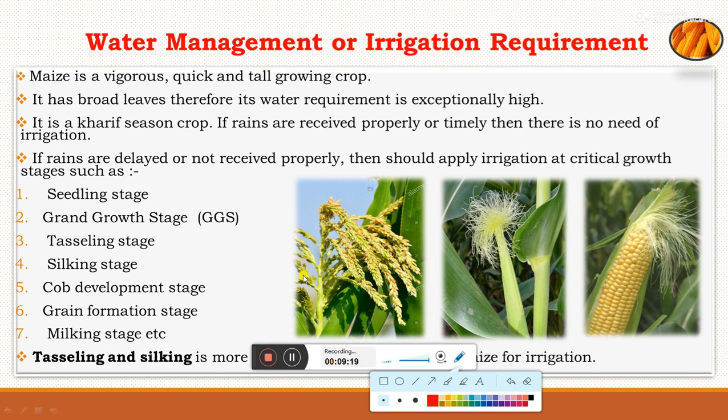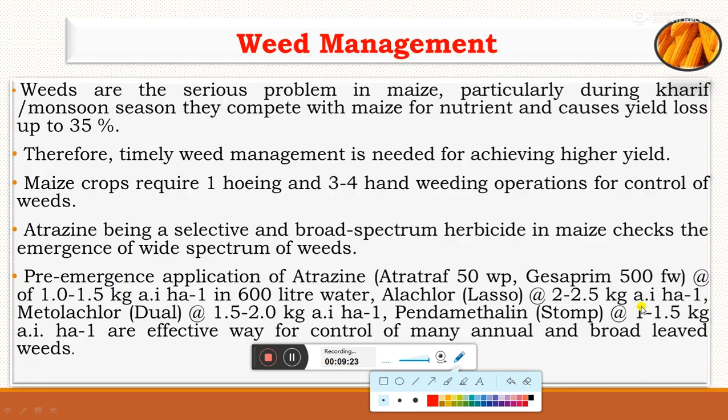This is the tasseling stage, this is the silking and the crop formation stage. Next one, the weed management. Weeds are a very serious problem in maize, particularly during the kharif or the monsoon season. They compete with the maize for nutrients and cause yield loss up to 35%. Therefore, timely weed management is needed for achieving a high yield.